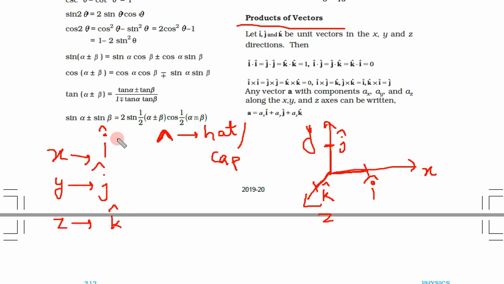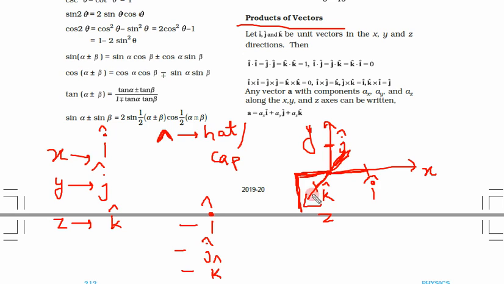So what is the meaning of cap? Cap means it is one step in that direction. If there is I, that means one step in X direction. J means one step in Y direction. K means one step in Z direction. So what is the meaning of minus I cap? One step but in negative X direction. Minus J cap means one step in negative Y direction. What is the meaning of minus K cap? That means one step but in negative Z direction.